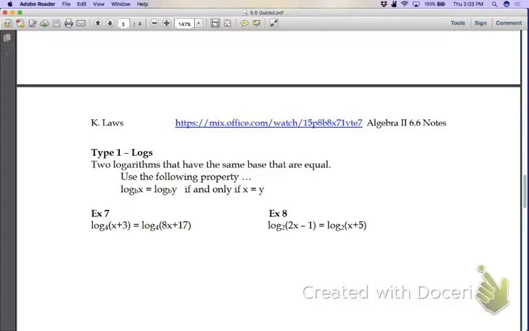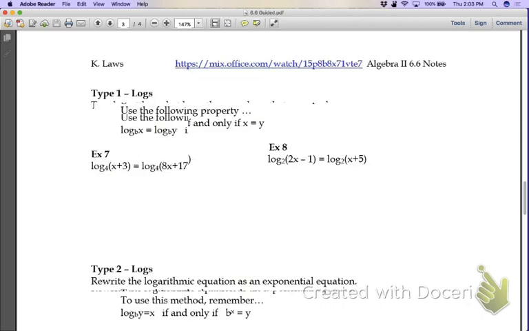Again, 6.6 is about solving logarithms. Okay? It's still the same different types. You're going to have one type where you have bases that are the same. You're going to have one type where your bases aren't the same, or maybe you only have one logarithm. Or maybe you're going to have to condense your logarithm. That's okay, but everything still fits.